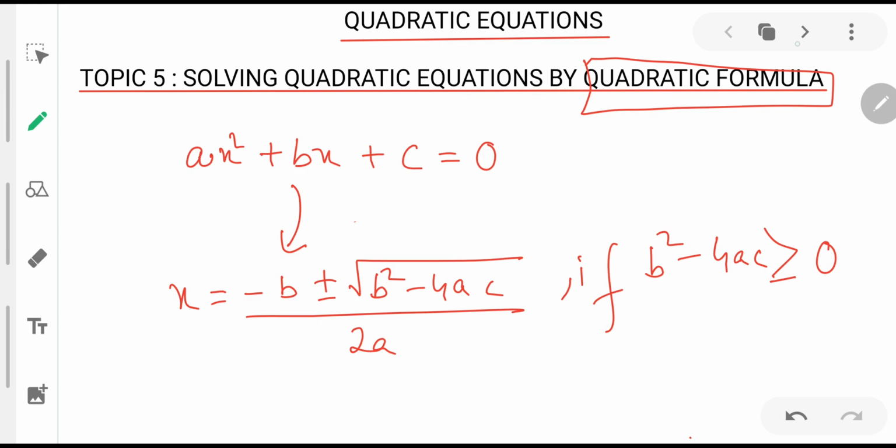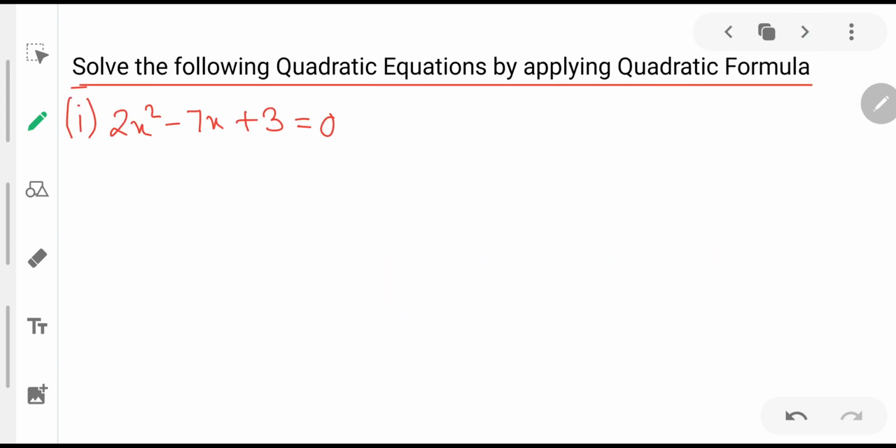So let's try to solve a few sums with the help of the quadratic formula. The question will come in this way: solve the following quadratic equations by applying the quadratic formula. The first problem is 2x square minus 7x plus 3 equals to 0. Here, at first we need to extract a, b and c. What is a? A is the coefficient of the square term. What is the coefficient of the square term, x square? That is 2.